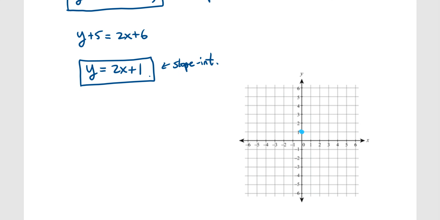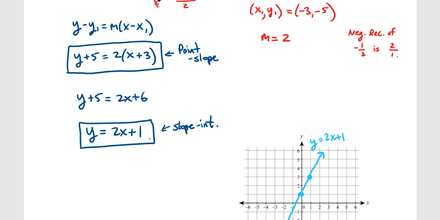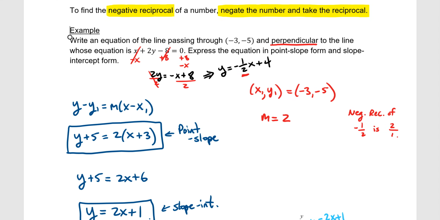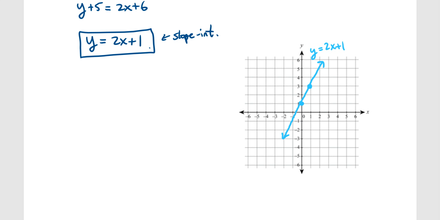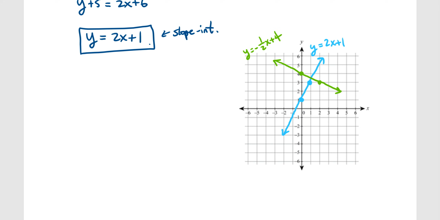Okay, so let's graph that and graph the other line. 2x plus 1, y-intercept of 1, slope of 2, and we connect them. So this is our line that we just created. The other line that we were perpendicular to is -1/2 x plus 4. -1/2 x plus 4 is going to be y-intercept of 4, slope of -1 over 2. And we connect them, and it does look like they intersect at a 90-degree right angle.